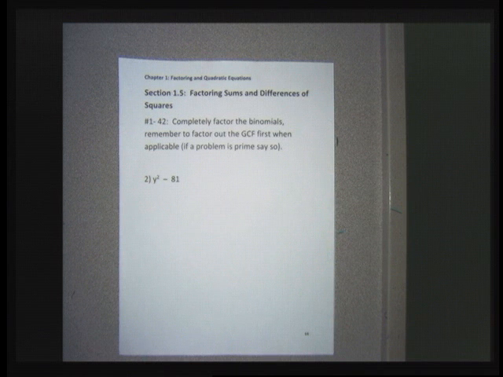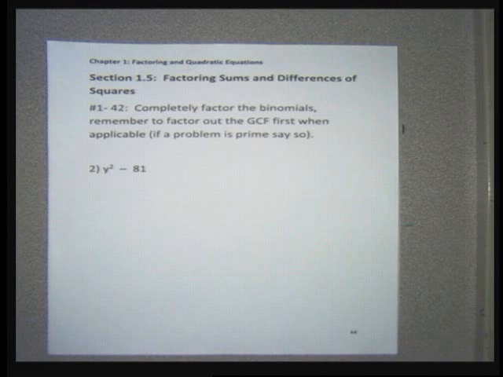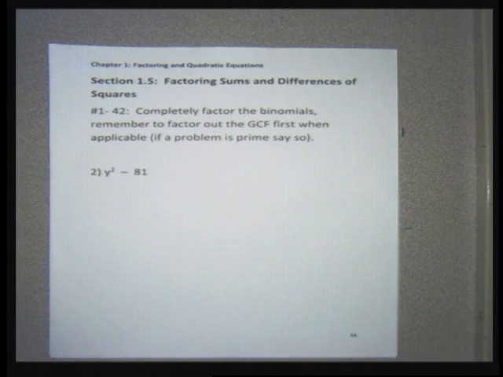All right, so this is section 1.5, and it's a friendly section, I hope. The last two sections that we worked on were factoring trinomials. There were 3 terms in every problem. In the next two sections, 1.5 and 1.6, we're factoring binomials, which means there are going to be 2 terms in each problem, and only 2 terms.